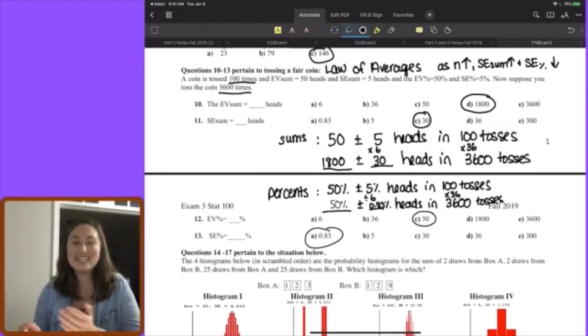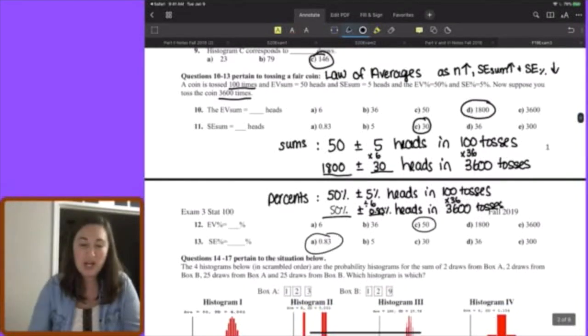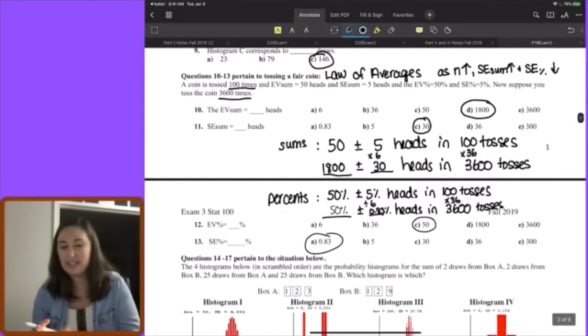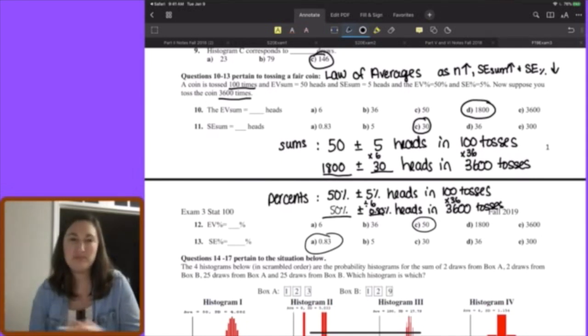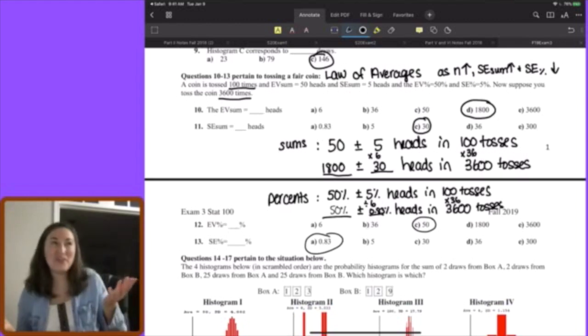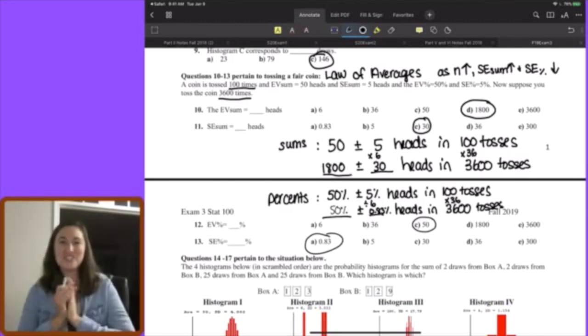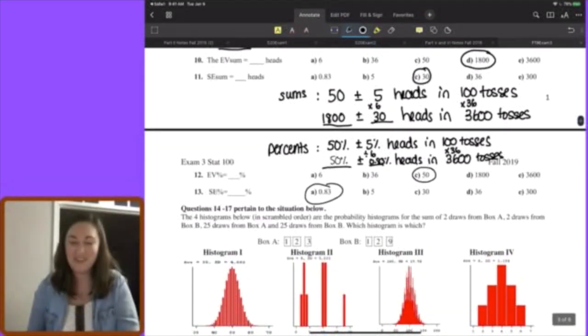The biggest thing is, regardless of how these are written, to be able to say, okay, this is asking me as n changes, how does that affect my standard error and expected value? Yeah, you could technically have a non-fair coin, but to keep it simple, I'm going to have a fair coin every time.